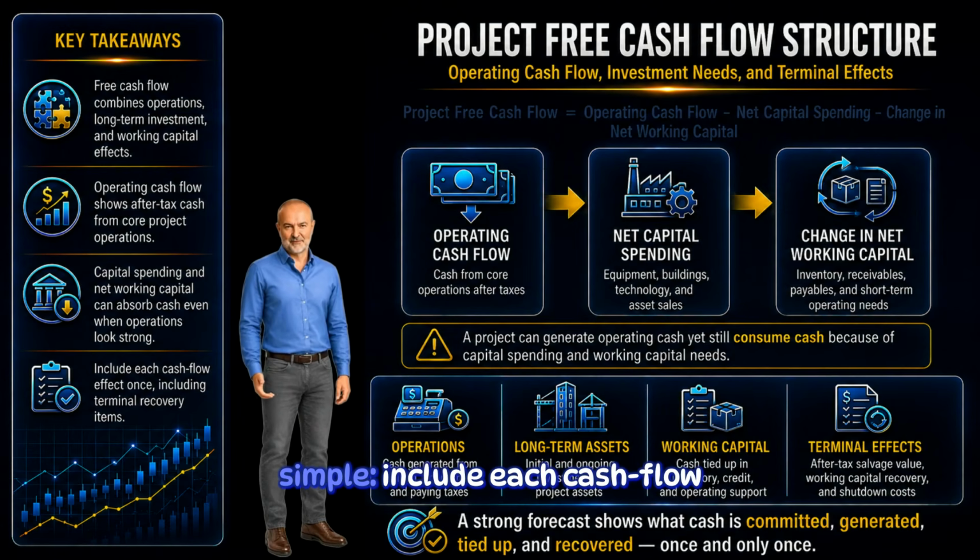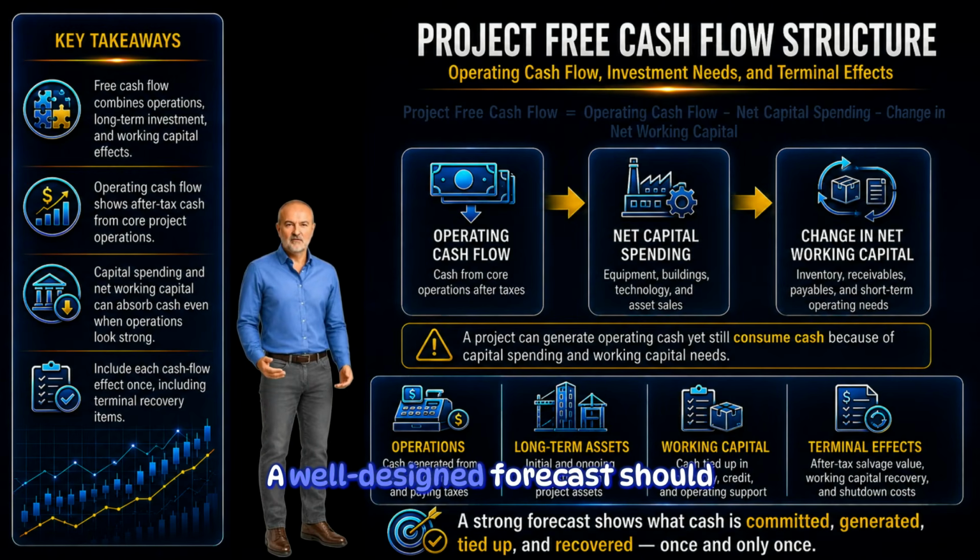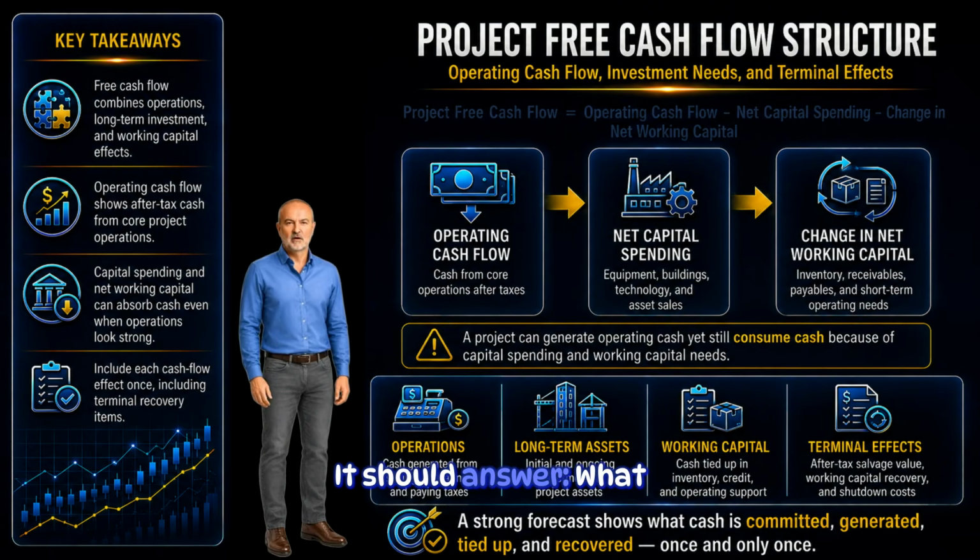The key rule is simple: include each cash flow effect once. If working capital recovery appears in the final change in working capital, do not also add it again as a separate recovery line. A well-designed forecast should make the logic visible. It should answer what cash is committed, what cash is generated, what cash is tied up, and what cash is recovered when the project ends.